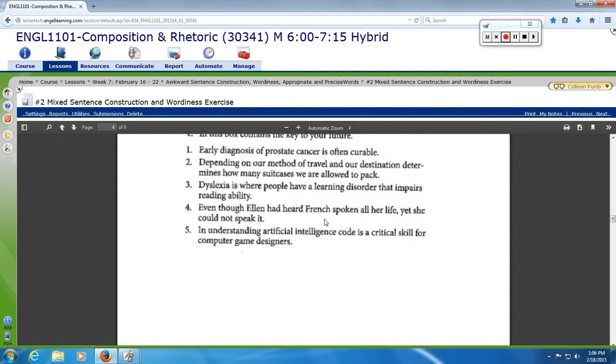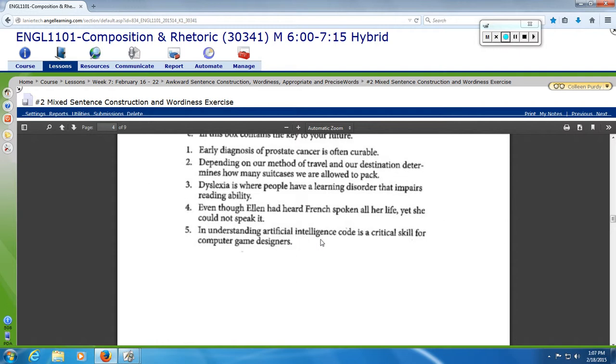Even though Ellen had heard French spoken all her life, yet she could not speak it. This is a sentence construction problem. "Even though Ellen had heard French spoken all her life" is a dependent clause. "She could not speak it" is an independent clause. We do not join a dependent clause to an independent clause with a comma and a coordinating conjunction. We eliminate the coordinating conjunction. Even though Ellen had heard French spoken all her life, comma, she could not speak it. This is sentence pattern DC, comma, IC.